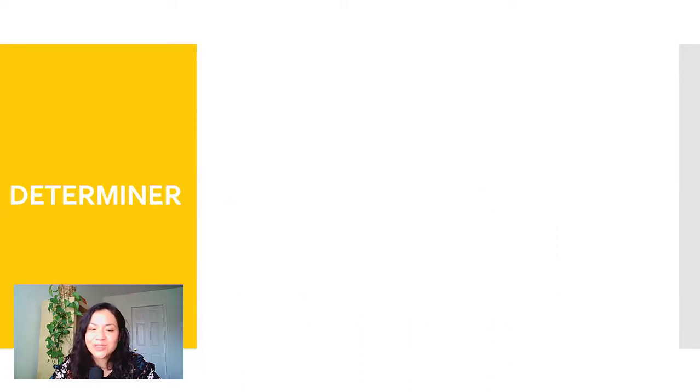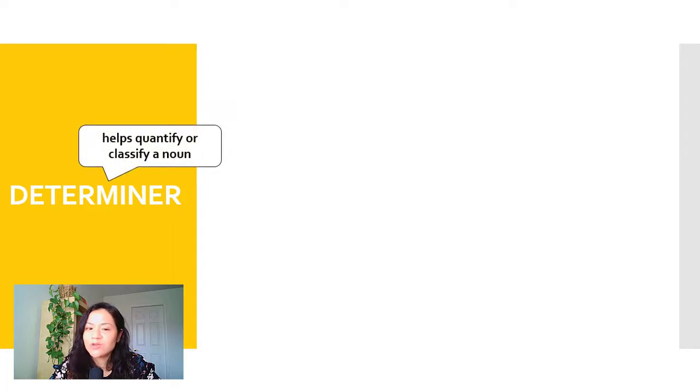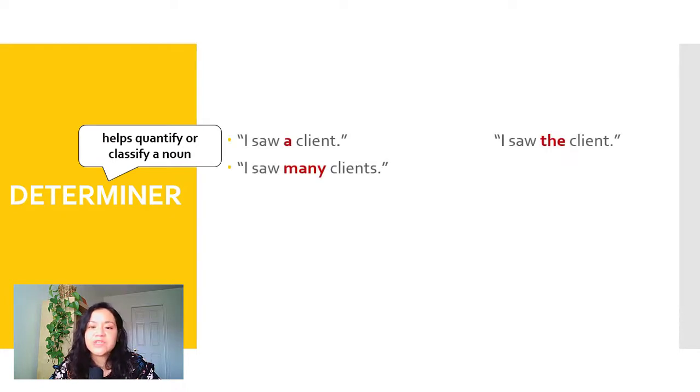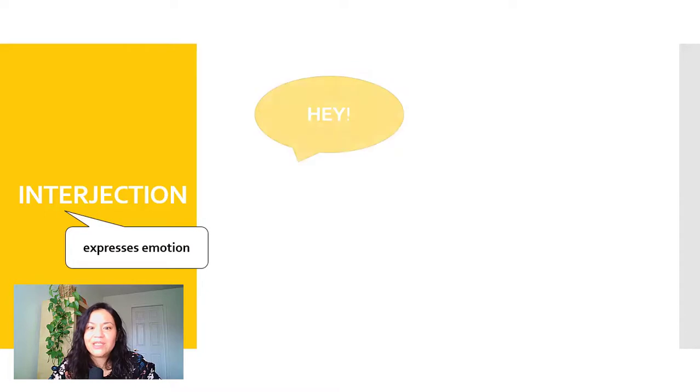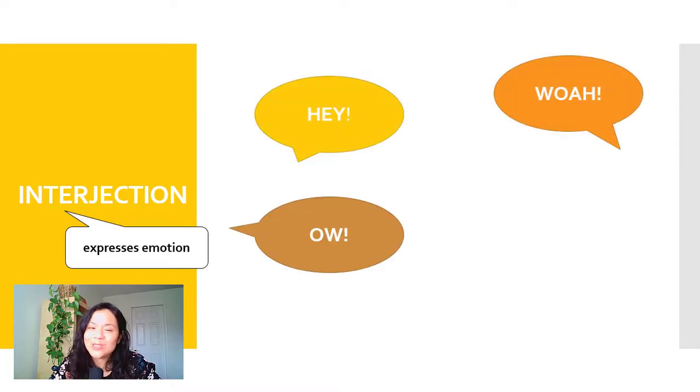Next, a determiner. A determiner helps quantify or clarify a noun by telling us which noun it refers to. For example, I saw a client or I saw the client. And we get to know if it is specific or general, or also quantity. I saw many clients. Therefore, this part of speech will always be located before a noun. Finally, the last part of speech is the interjection, which expresses emotion. Hey! Whoa! Ow! As you can see, it's more common in spoken English.